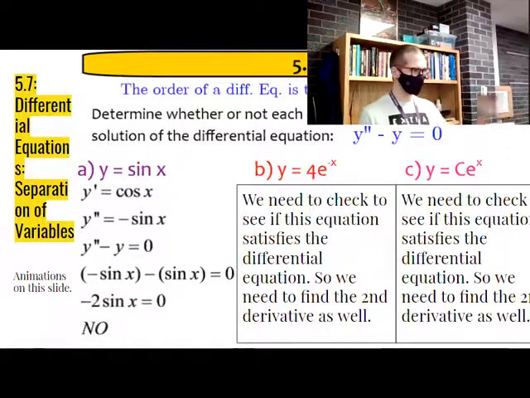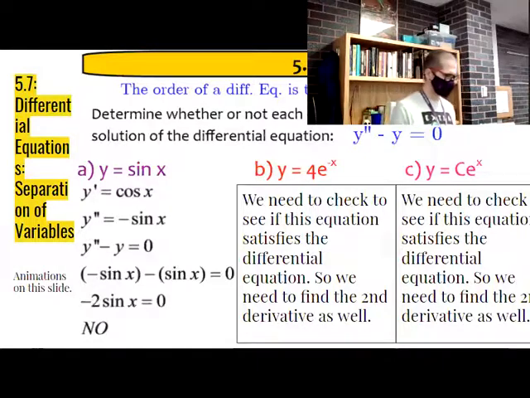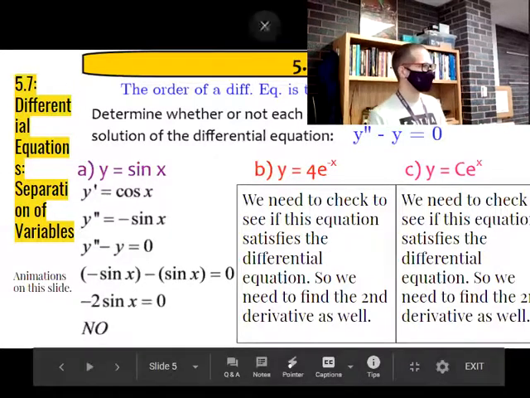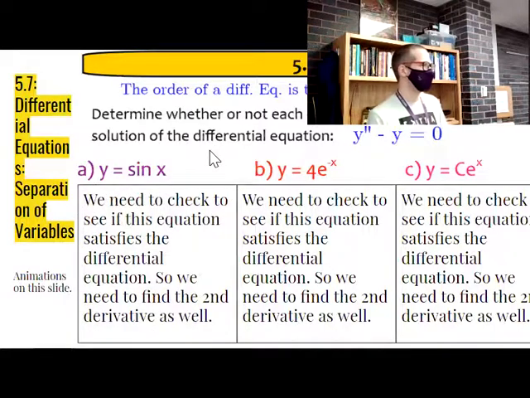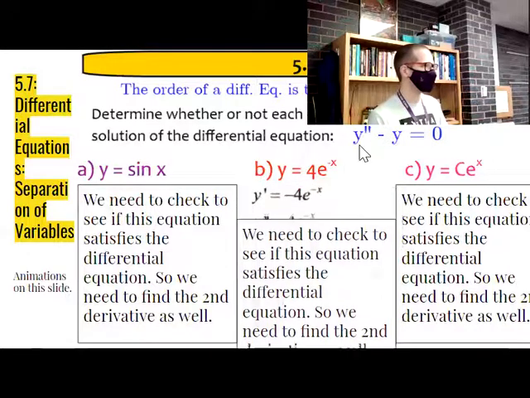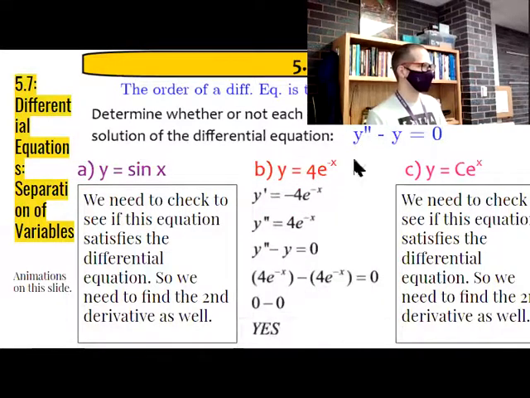So there will be some in this particular practice where you're not trying to actually solve it. You're trying to verify that it's a solution or not. All right, let's check on this one, see if this one works. So the first derivative, and if you don't see it, it's e to the negative x up here. So just a thing to make sure you're aware of.